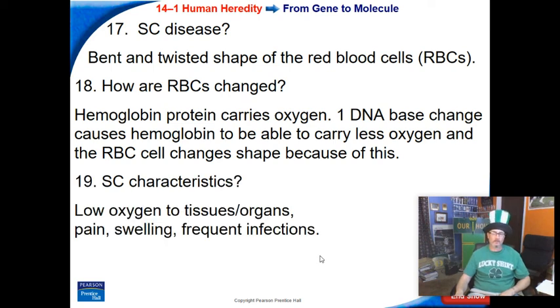All right, sickle cell characteristics: low oxygen to tissues and organs, pain, swelling, frequent infections are all characteristics of sickle cell. All right, moving ahead.